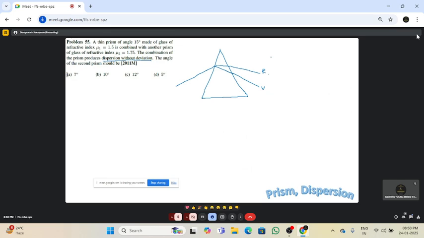So if you put another inverted prism over here, perfectly the same prism, the reverse will happen and the white light will come out. But they have not used exactly the same prism, they have changed the refractive index a little. So see, it's not exactly the same prism.